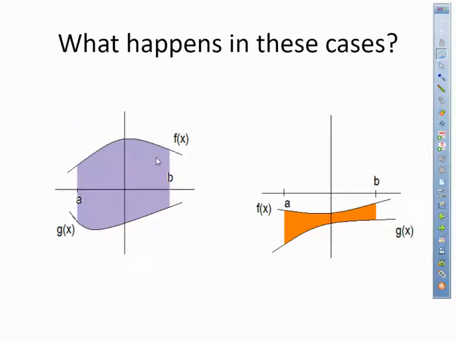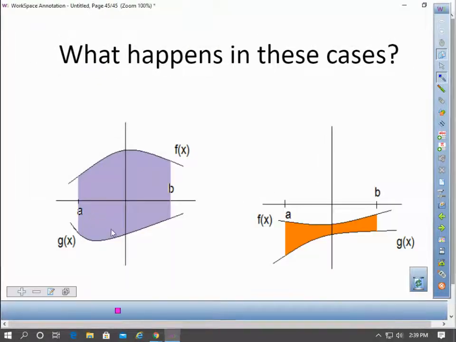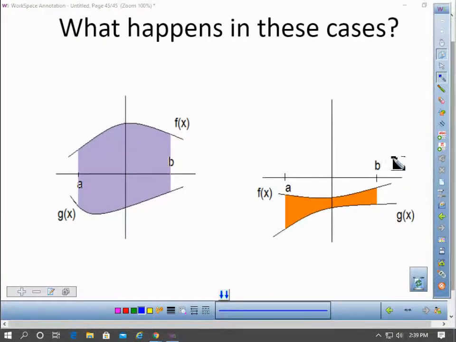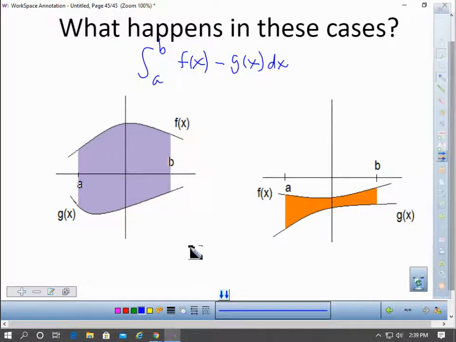All right, so what happens if one of your curves is above the x-axis and the other one is below the x-axis? Does this still work? Does the integral from a to b of the top curve minus the bottom curve still give us the correct answer? Well, if you think about this, the area from under f of x down to the x-axis would be this part. Then the area of g of x to the x-axis is going to be this part.